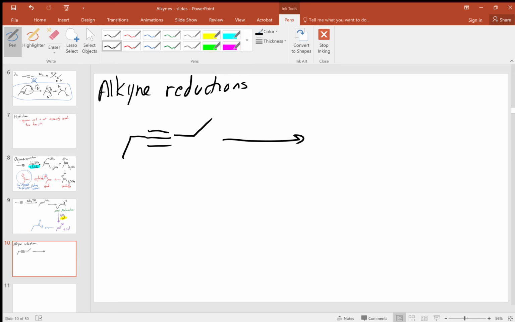All right, so under standard conditions, and by standard conditions I mean the same set of conditions that we did with alkenes, hydrogen gas and palladium on carbon, our alkyne will get reduced all the way to an alkane. And with this reaction, there's no way to stop it at the alkene. But that is something we might want to be able to do: have the ability to form an alkene.